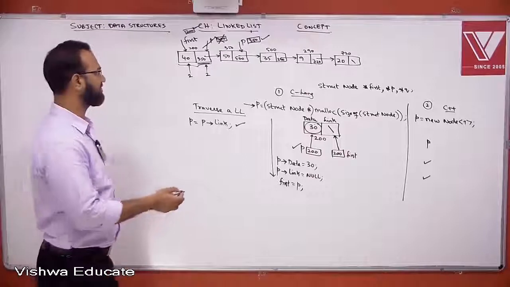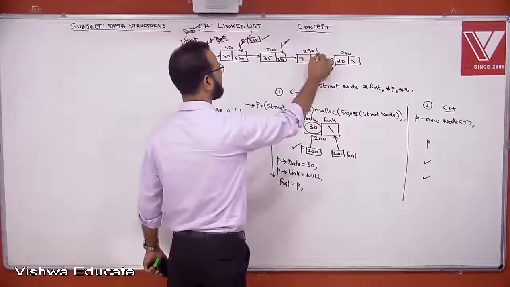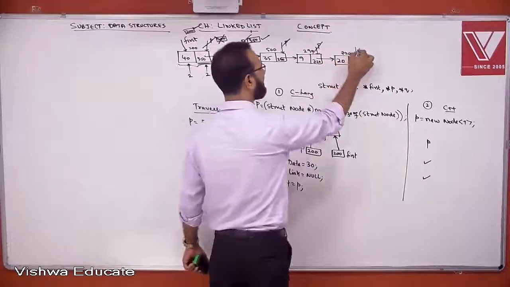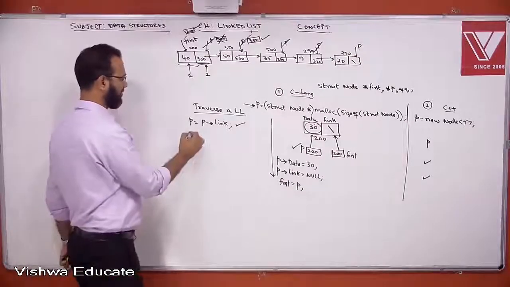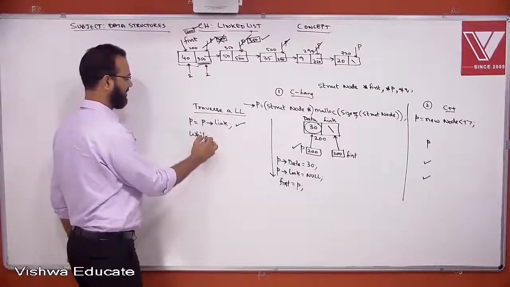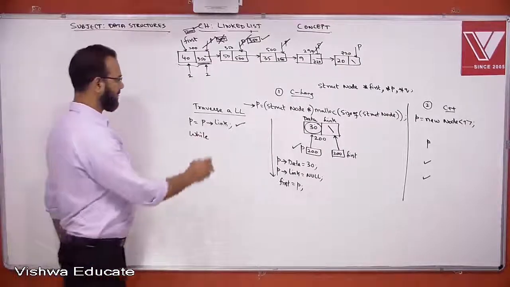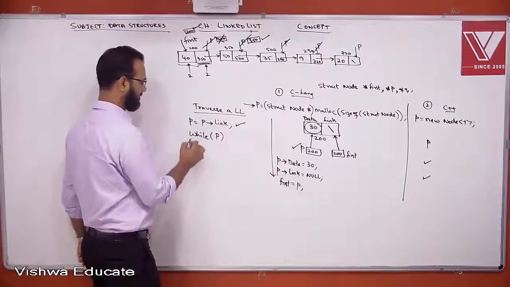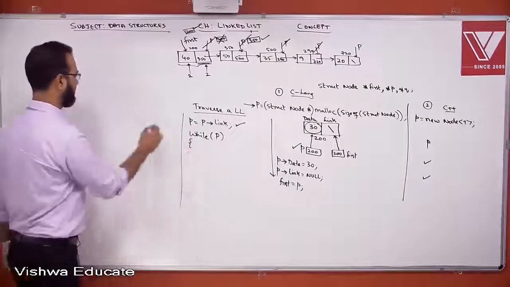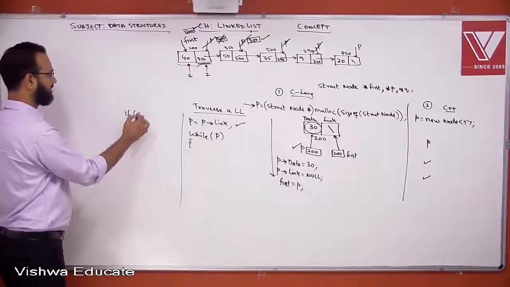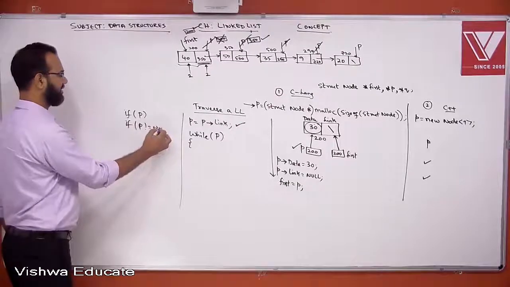I want to traverse it continuously, one after the other. How long should I traverse? I should traverse from this part to this part, this part to this part. Like that I want to traverse until I reach the last node. Then you need a loop for doing so. I have while or for loop, any loop you can use. While P not equals to null.